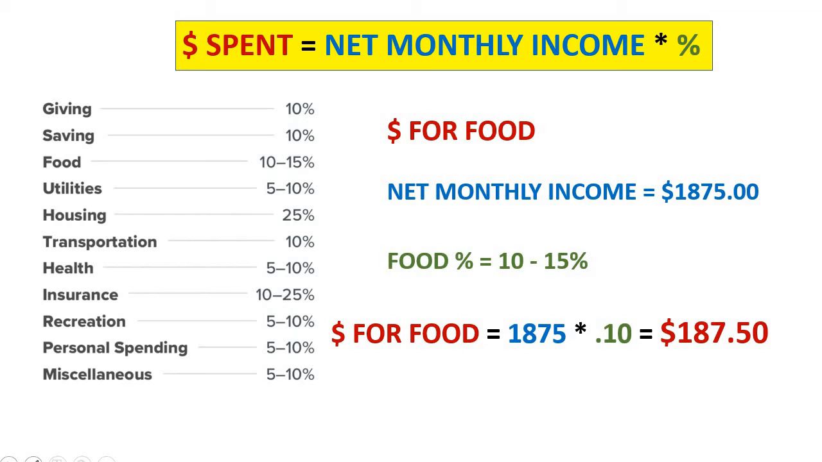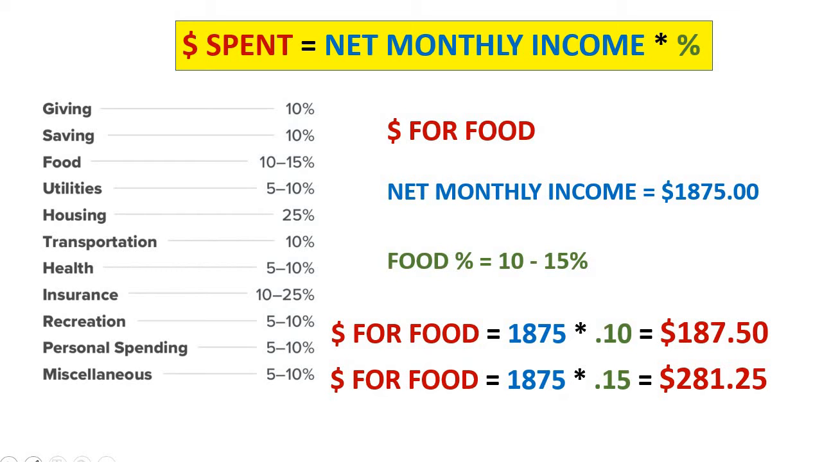But then I need to look at the high end of that. The high end is the 15%. And so I'm going to do that same math, again, that same formula. There's the net monthly income, there's the percent. And so it's 281.25. So I want to have set aside at least 187.50, but I don't want to spend more than 281.25 in any month for food. Okay, so it's the same process, but now we have a couple of answers and recognize what they mean.